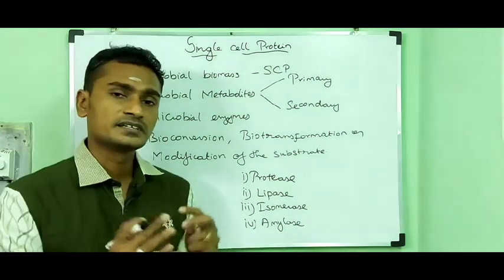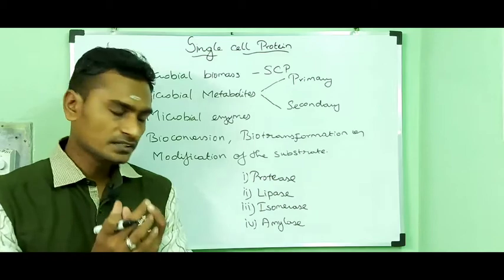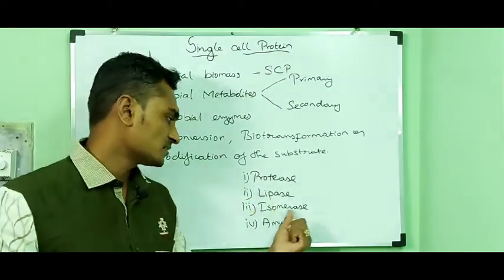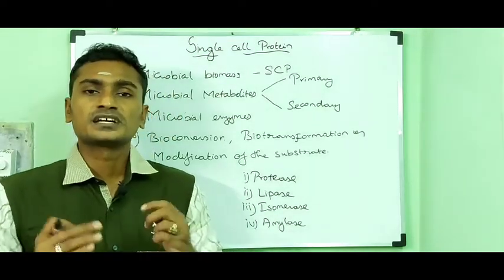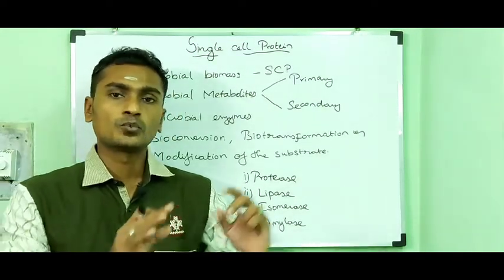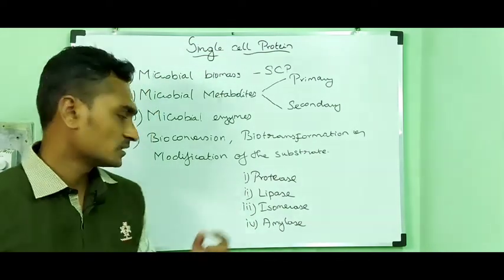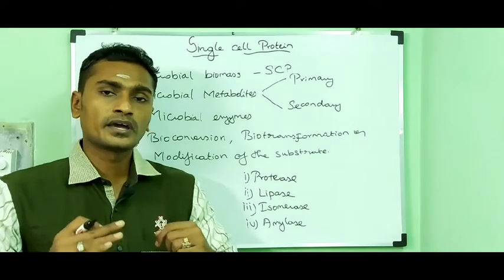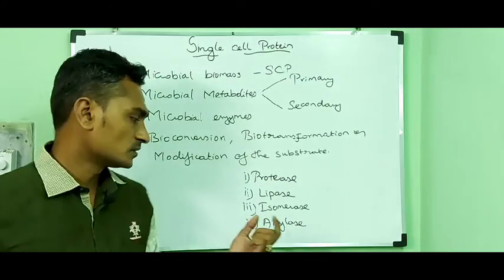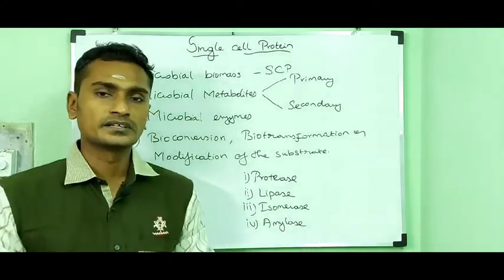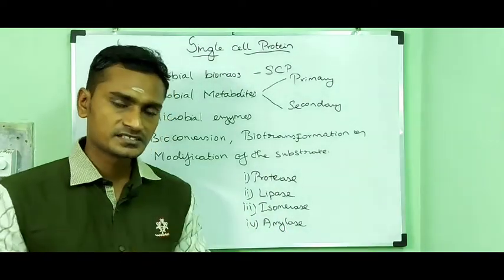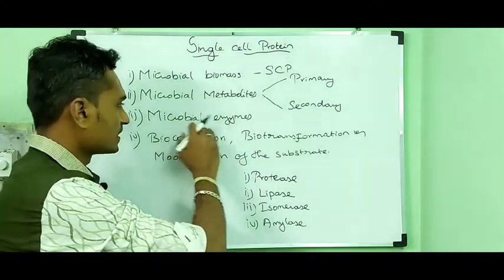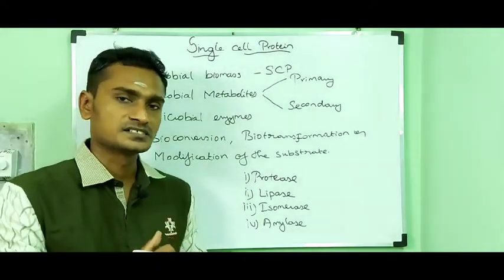Protease is an enzyme that can digest protein. Lipase is an enzyme that can digest lipid. Isomerase is an enzyme which can convert a molecule from one isomer to another isomer. Then amylase, amylum means sugar, so it can digest carbohydrate. Amylase is an enzyme which can digest carbohydrate. These are all examples of microbial enzymes which are used in industries.